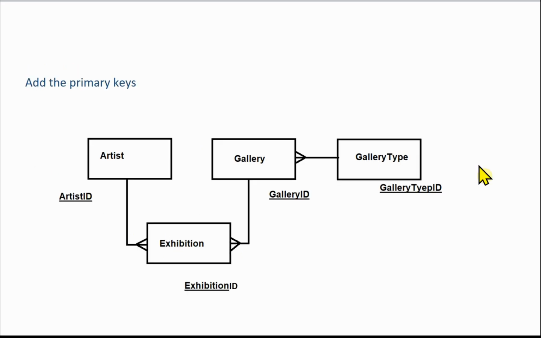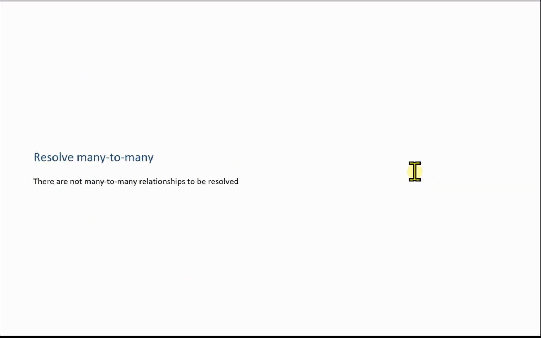We then add the primary keys. So gallery type ID is the primary key for gallery type. Gallery ID is the primary key for gallery. Exhibition ID is the primary key for exhibition. And artist ID is the primary key for artist. At this point, we'd normally resolve any many-to-many relationships. We haven't got any to resolve in this database.